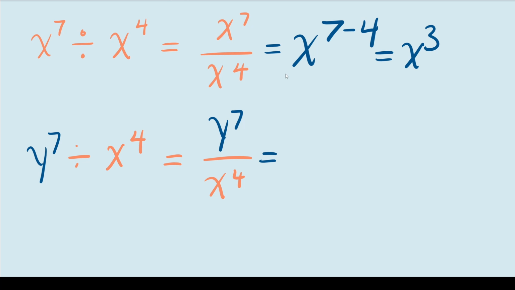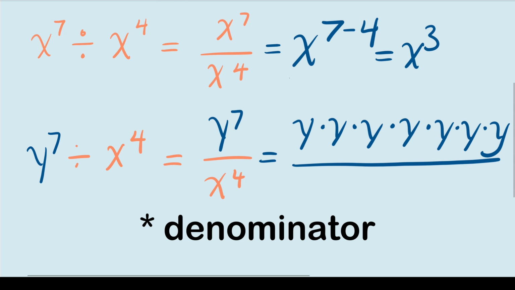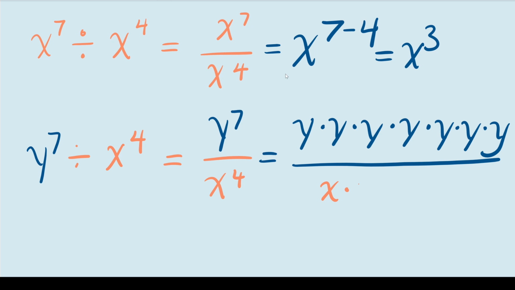If that's hard for you to understand, let's write it out. The top part would simply be y times itself 7 times. So here we have y times itself 7 times, and then the denominator would be x times itself 4 times. So here we go. We have 4 x's on the bottom multiplied with each other. Now, x and y aren't the same. Before, we had the same variable in the numerator and the denominator, so we could cross them out like this. However, for this example, that won't work. You can't simply cross out the x and y's because they're different variables.